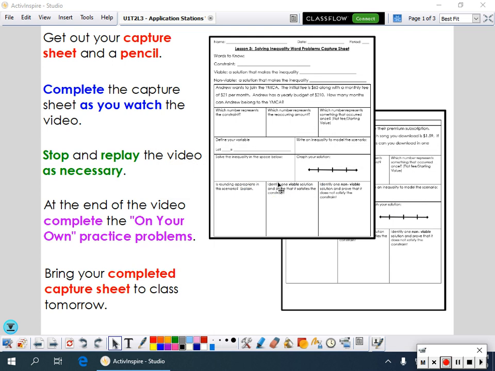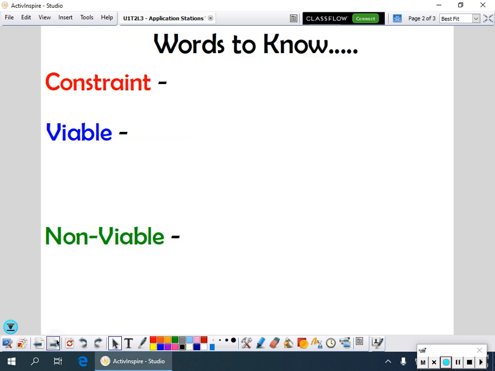Today we're going to look at a strategy you can use for solving inequality word problems. Before we get started, there are 3 vocabulary terms you need to know. The first word is a constraint. A constraint is a limit.